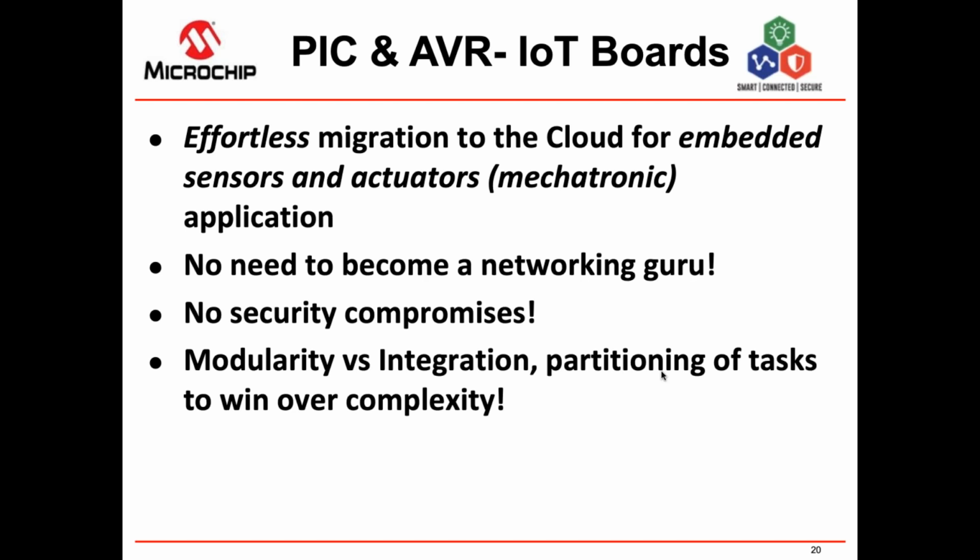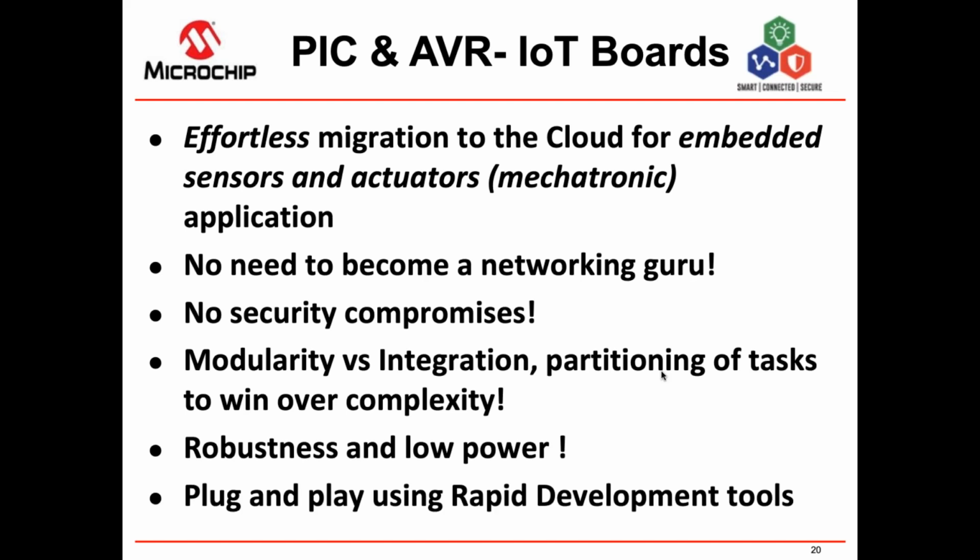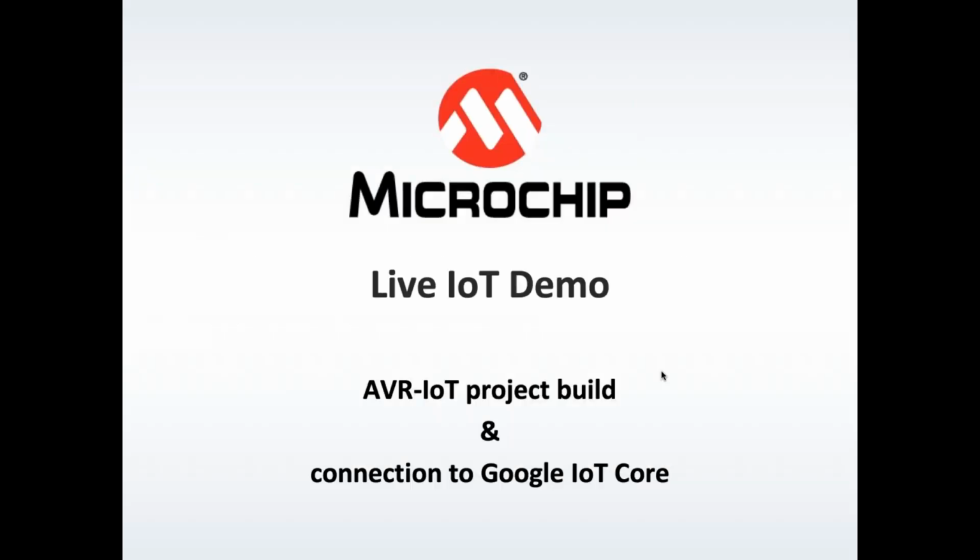Now, the idea is how, with this board, we really show you practically how we won on the complexity of IoT by simply splitting these responsibilities between the three modules. And of course, it's a PIC or it's an AVR, so it's very robust, and it can be very, very low power. You get sub 100 nanoampere power consumption when this thing is in sleep. And plug and play rapid development. Let's see how that works.